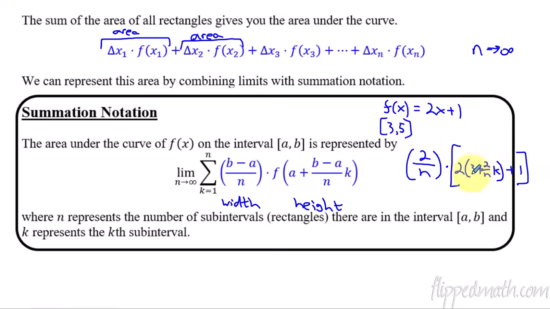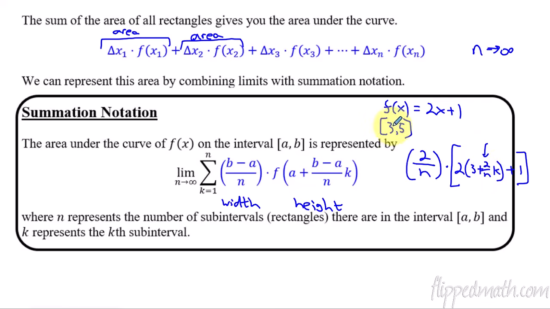So this looks really confusing, but it's not that bad if you can start to understand what's really going on here. This is the width again, 2 over n. And then I'm going to plug in, I want a y value for the kth subinterval, the number k rectangle. So I'm going to start at 3, because that's where my interval starts, and I'm adding a width. So see this 2 over n? That's the width. How many times am I adding it? k number of times, depending on which rectangle I'm talking about.